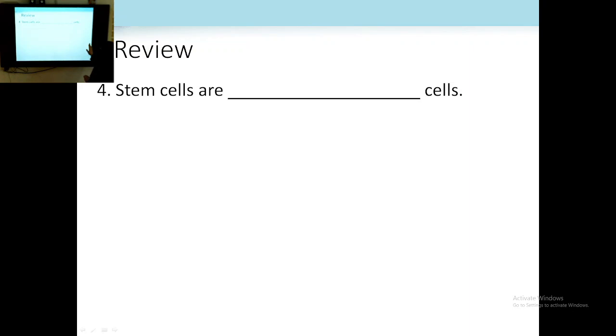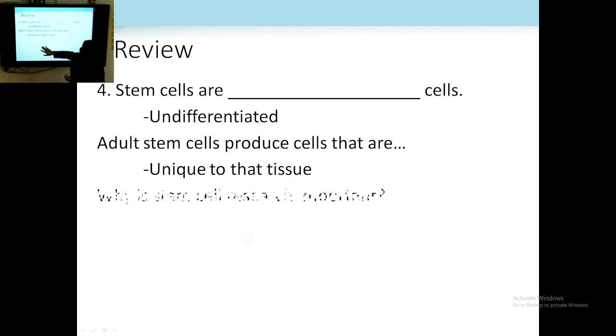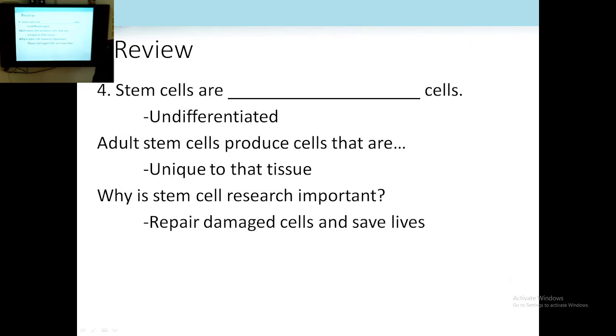Number 4, stem cells are what kind of cells? We can say that stem cells are undifferentiated cells. Adult stem cells produce cells that are what? Cells that are unique to that tissue. So the bone marrow cells, which are the stem cells of the adult, will produce cells unique to that tissue, like blood cells and so on. Why is stem cell research important? It's really important because people could repair damage in specific cells and save lives.